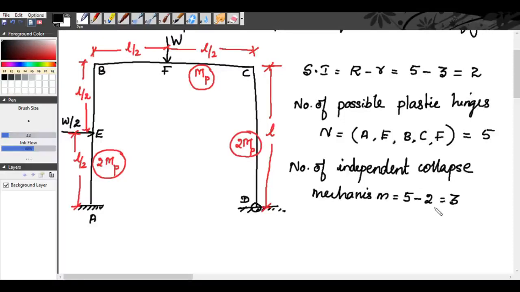Since it is a frame, we have a sway mechanism also. So we will have 3 independent mechanisms and there will be a combined mechanism also. So 3 independent mechanisms and 1 combined mechanism.